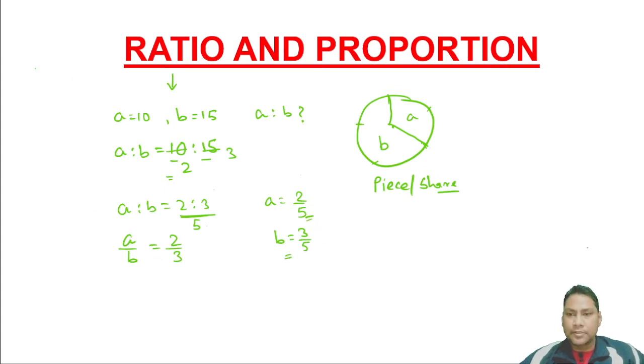In the ratio, the numerator is called the antecedent and the denominator is called the consequent.